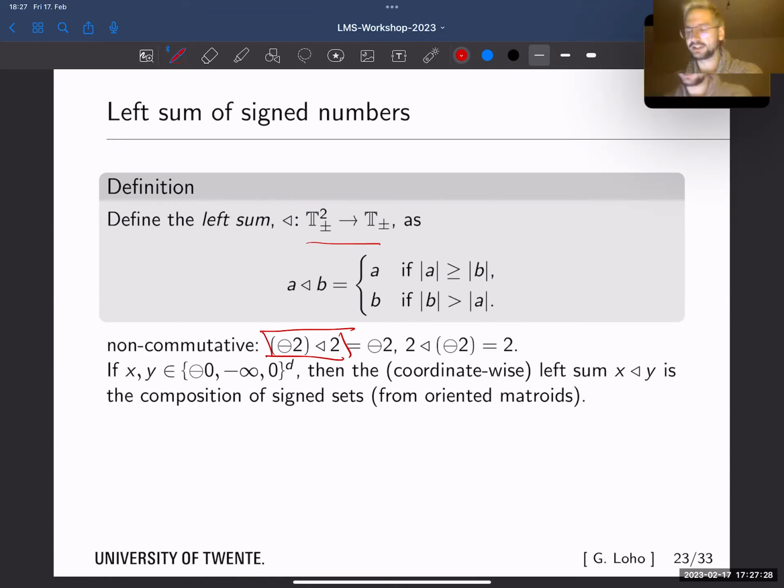But actually, this is in some sense a known operation, because if we restrict to the -0, 0, -infinity vectors, then this left sum is just the composition of sign vectors or sign sets from the theory of oriented matroids, and this actually then also leads to the fact that we can study quantitative versions of oriented matroids with TC convexity.